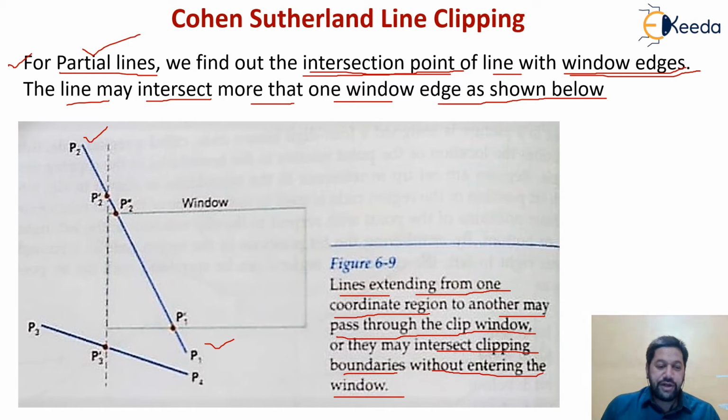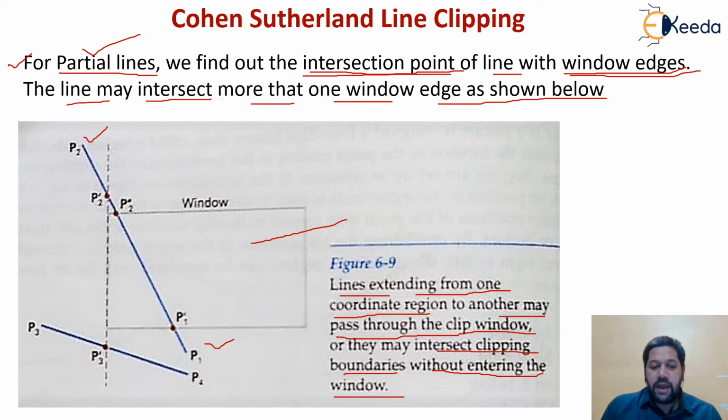Okay, so they are intersecting but without entering into the window. Now in those cases also, we may have to find out the intersection point. Before understanding this particular line, I will take one simple example, as we have seen. What is my example?